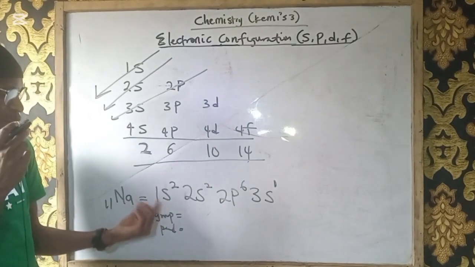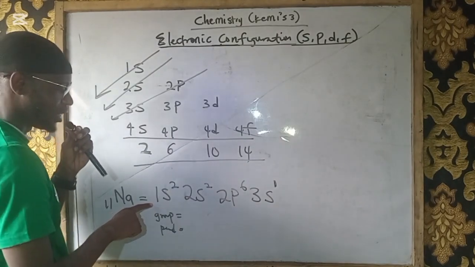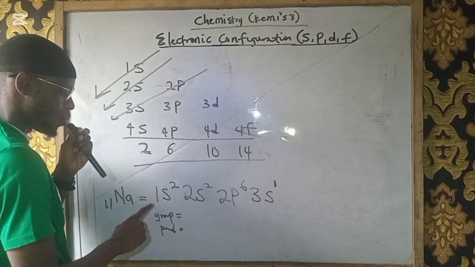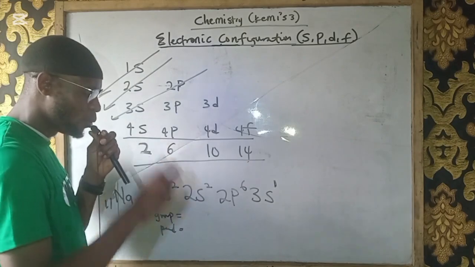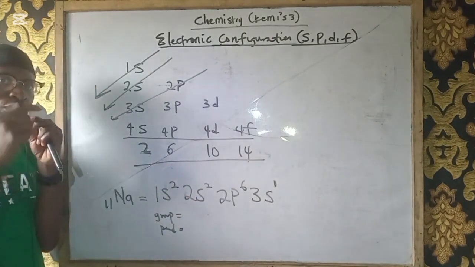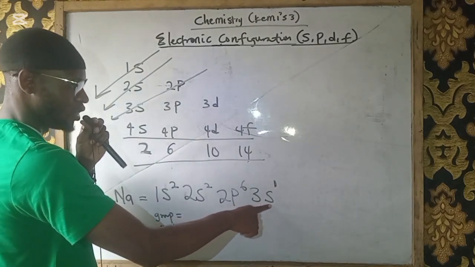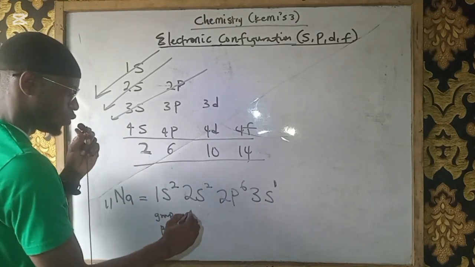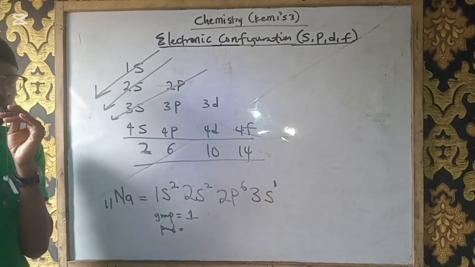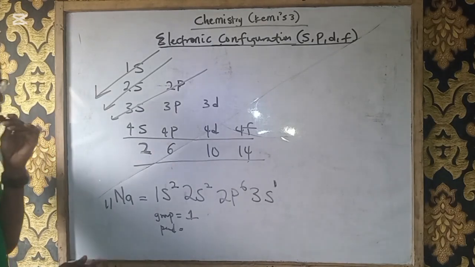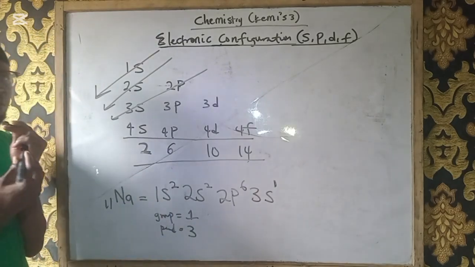So for you to get the group and period, this is what you are going to do. Check out the highest energy level. The energy levels you have here are 1, 2, 2, 3. So the highest number there is 3. Then the group is determined by the powers of the subshells. So this is the highest energy level. What subshell is it? S. What's the power there? 1. So it belongs to group 1. Just check the power of the subshell that has the highest energy level. Then you are good to go. Do you understand what I'm saying? The period is the highest energy level. That is what? 3. It's as simple as that.